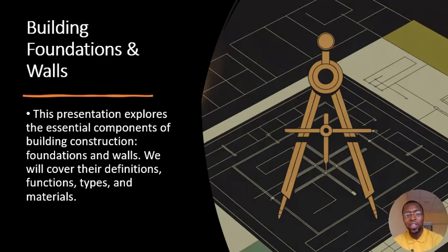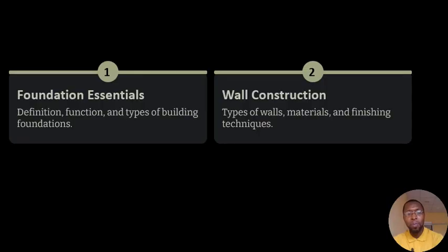So this lesson is going to explore the essential components of building construction, that is foundation and wall. So let's dive into this. Majorly, we'll be looking at the definition of foundation, its functions, as well as the types of building foundation. And lastly, we'll be looking at construction of walls, the types of walls we have, the materials used in making them, and the finishing techniques of making walls. I'm sure you will enjoy this lesson.